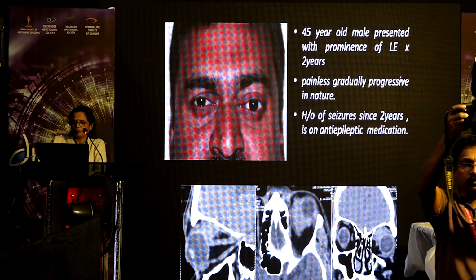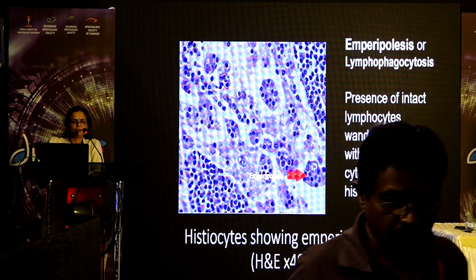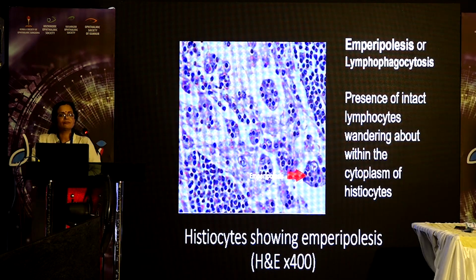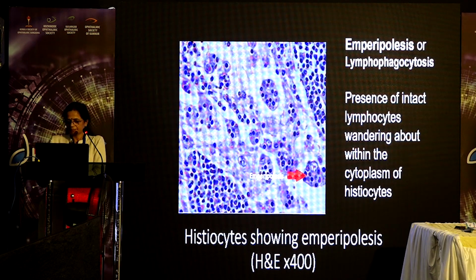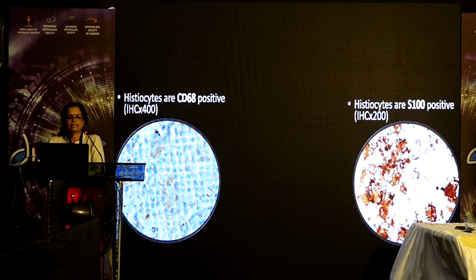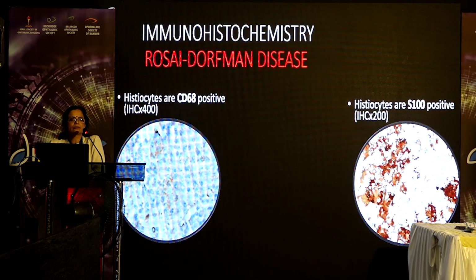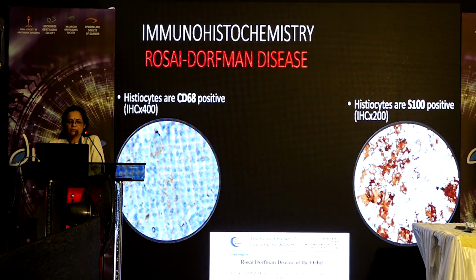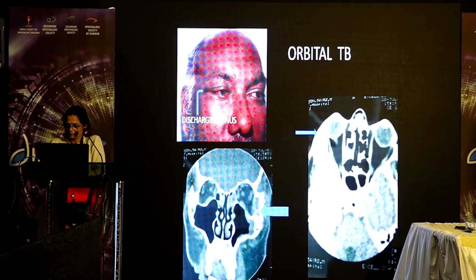I thought it's a lymphoma, but the histopathology showed emperipolesis, that is, presence of intact lymphocytes within the cytoplasm of the histiocytes. It was CD68 and S100 positive. The pathologist gave a diagnosis of Rosai-Dorfman disease, and it was published along with the RCC people.